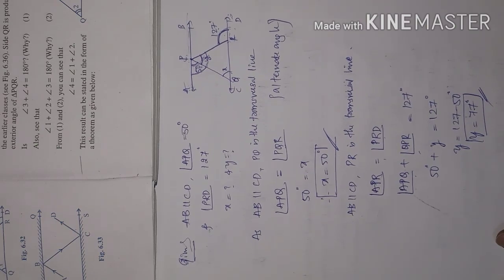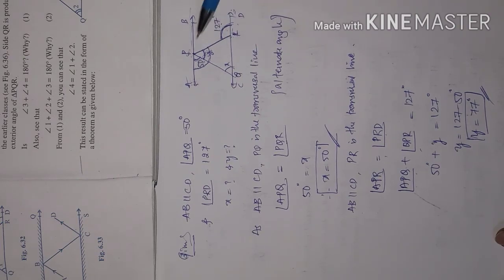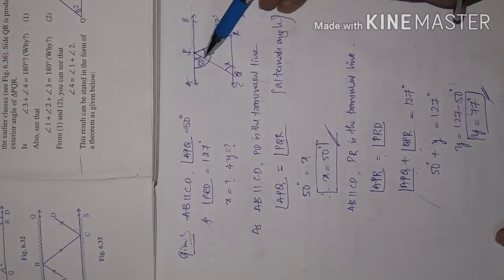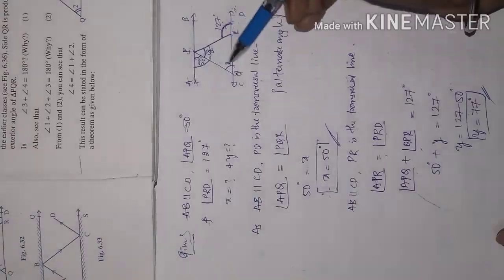Okay, many ways are there to solve the examples. We are applying the alternate angle concept, so PQ is the transversal line, and PR is the transversal line here. Now, given angle APQ is 50 degrees and angle PRD is 127 degrees. So X and Y we have to find.